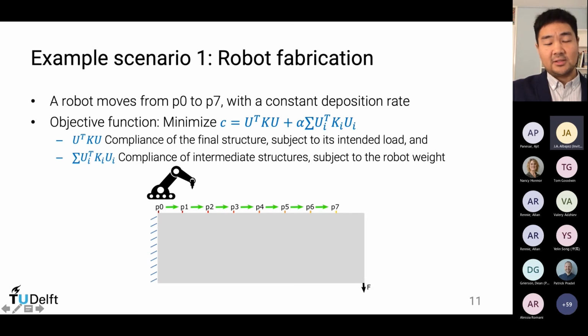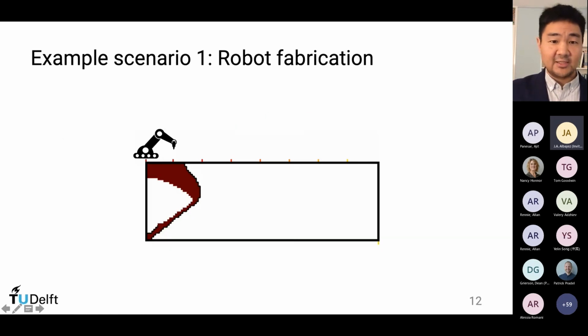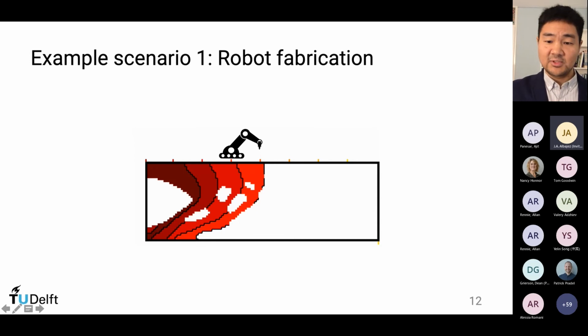So the objective function consists of two parts. The first part is the compliance of the entire structure, the compliance of the structure after it has been fully constructed. And the second term is the compliance of intermediate structures, because the intermediate structures are subject to the gravity of this robotic platform. So we also want to minimize the distortion of the structure when a robot is moving on top of it. And here we assume the load of this robotic platform is constant. So this is the objective function, and let's have a look at some interesting results.